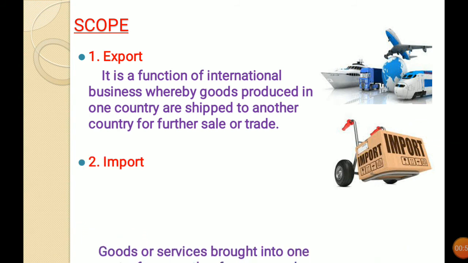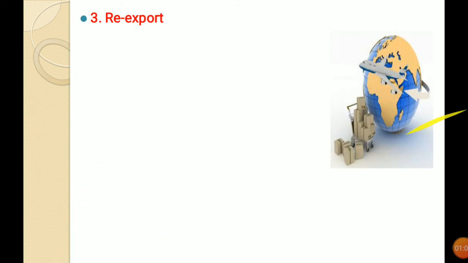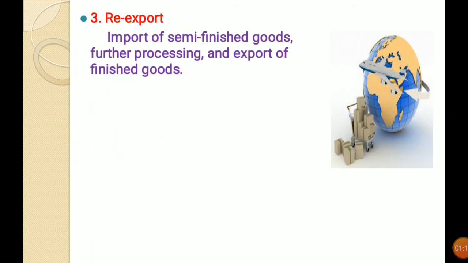Second one, import. Goods or services brought into one country from another for a use or a sale. The major imported product of India is the oil. Next, third one, re-export. Import of semi-finished goods, further processing and export of finished goods. It means import of semi-finished goods and process it, and after processing it will be exported as finished goods.